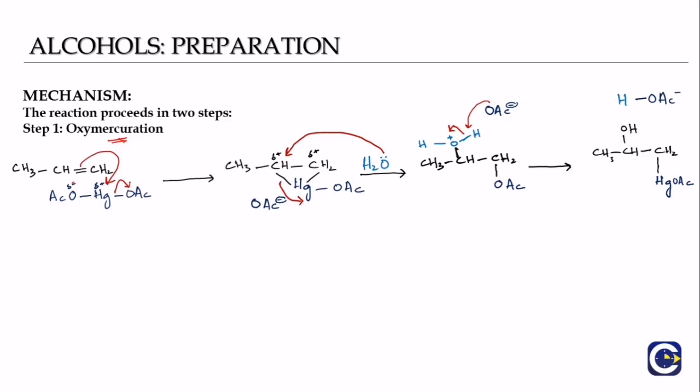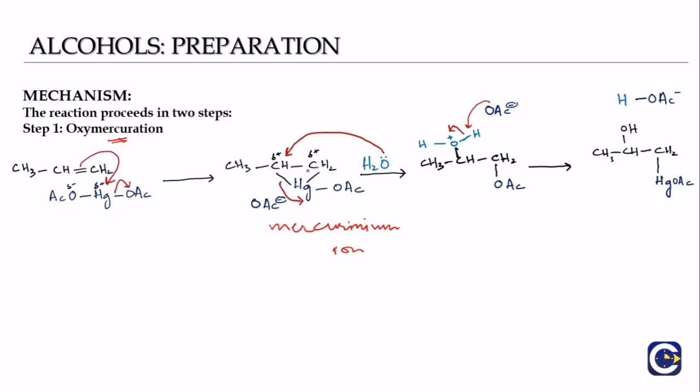So when this pi bond attacks the mercury in this step, there is a loss of one of the acetates. In this step we get the cyclic mercurinium ion. This is similar in structure to the bromonium ion we get when we do the bromination of alkenes. In a similar way we get here the mercurinium ion, a cyclic ion, and we have a small positive charge on these two carbon atoms.